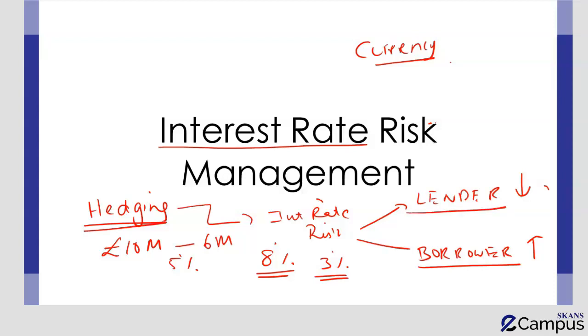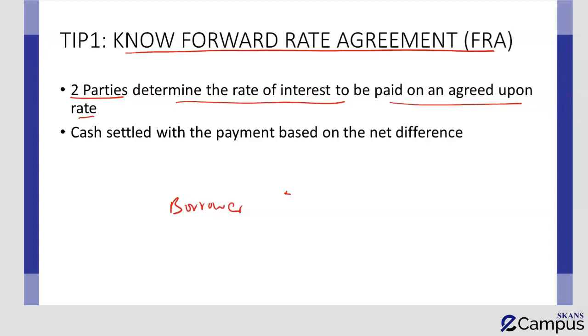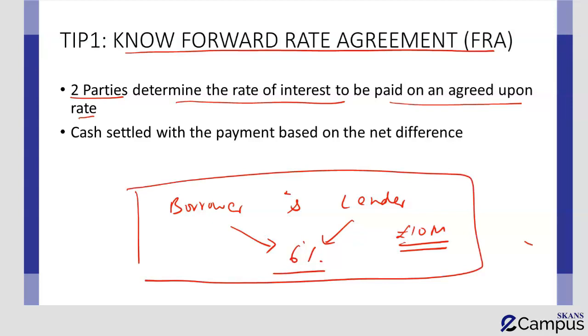So to be excellent in this topic, the first step that you need to know about is the forward rate agreement. What is an FRA? An FRA is when two parties determine the rate of interest to be paid on an agreed amount. A borrower and a lender agree that we will borrow and lend 10 million pounds, an arbitrary number we have assumed, at a rate of 6%. This agreement that we will lend and borrow 10 million pounds at 6% in 7 months time or 8 months time, or whatever the time is, is called an FRA agreement.